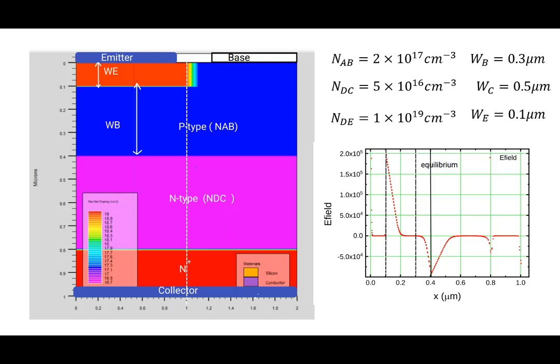In this case, I've just made a contact at the bottom for convenience, and I've given you a sample set of numbers. Why these numbers make sense will become a little clearer later on. So we have taken base doping as 2 times 10 to the 17. Base width is 0.3 micron from here to here, WB equal to 0.3 micron. Collector doping we have taken as 5 times 10 to the 16. Collector thickness you can see from here to here, 0.5 micron. Emitter doping 10 to the 19, emitter thickness 0.1 micron. These are reasonable numbers for an initial transistor.